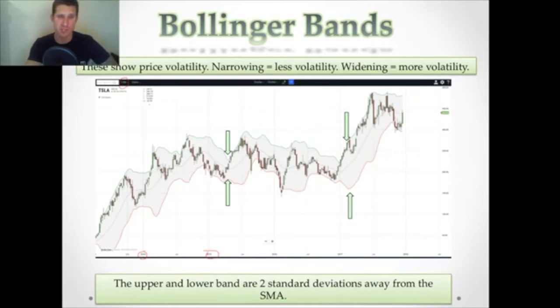Bollinger Bands, I have them on there just because I kind of got used to seeing them. I'm not a huge advocate of them. Some people love them. But the most important thing to me is they show price volatility, which is truly what they show with the narrowing and the widening of the bands, right?